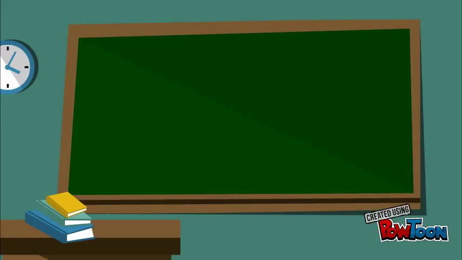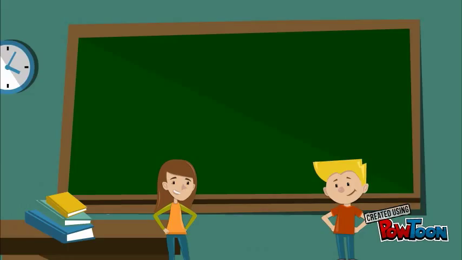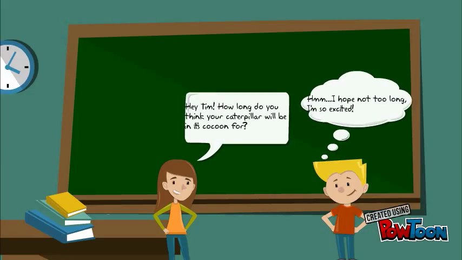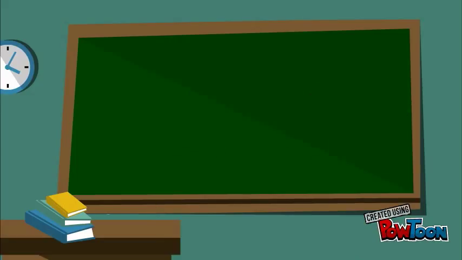Not only does this allow for students to create discussions, but it also allows children to have a visual representation of the way in which each different caterpillar is developing at its own pace. Children can also make predictions on how long they think that their caterpillar will be in its cocoon for.